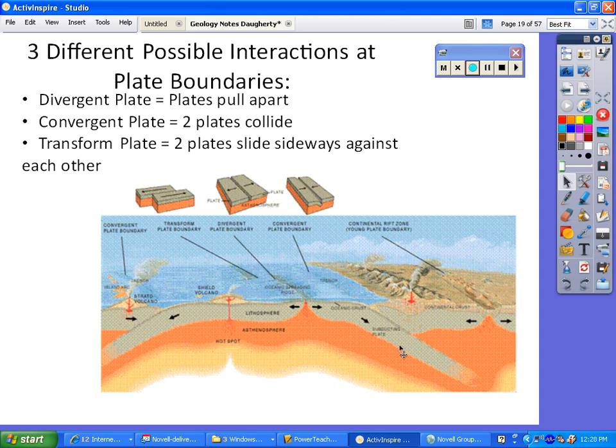Again, we've looked at this picture kind of before, but here's a picture of divergent, where 2 plates are being pulled away from each other. Here's a picture of convergent, where an oceanic plate is falling underneath the continental plate. And then the same thing's happening over here. Actually, this is oceanic underneath of continental. This is 2 oceanic plates. And all of these different interactions cause different things to occur. So let's go ahead and get into those.